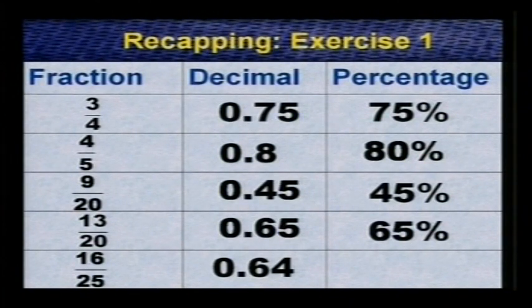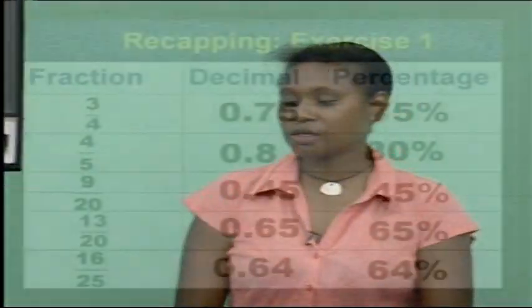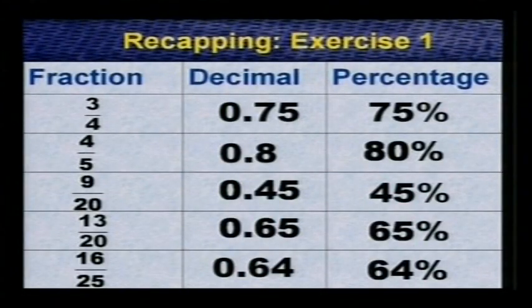And the last column, 0.64 as a percentage. Win? 64%. Correct. So these are the answers to the table in exercise 1 that you were supposed to complete in your previous lesson. Do your own correction, or later I'll be collecting your books to check through the answers.